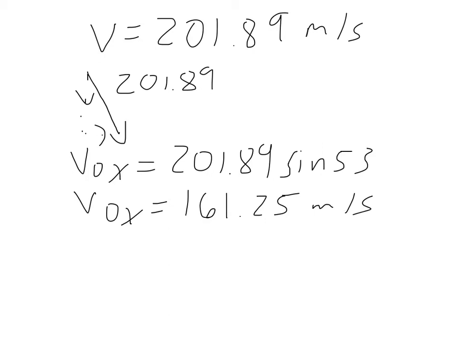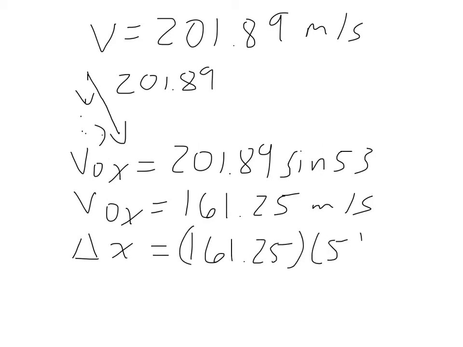As is the case with these free fall problems, as long as they don't tell you anything about an acceleration in the x direction, you assume that that velocity along x is constant. So now we set up our delta x formula, the displacement along x. That would be equal to the 161.25 multiplied by the 5 seconds that it's in the air. And now we have a delta x equal to 806.18 meters. So that is the horizontal distance that the projectile travels while it is in flight for 5 seconds.